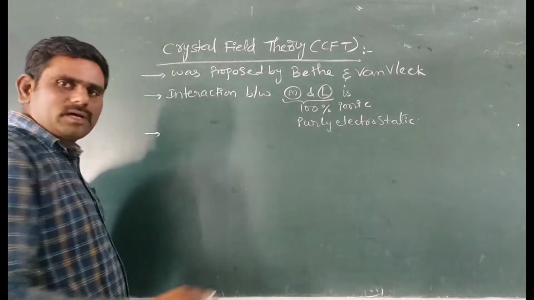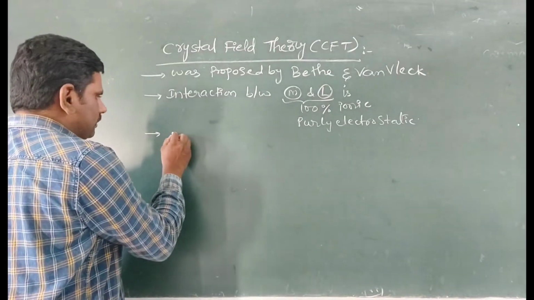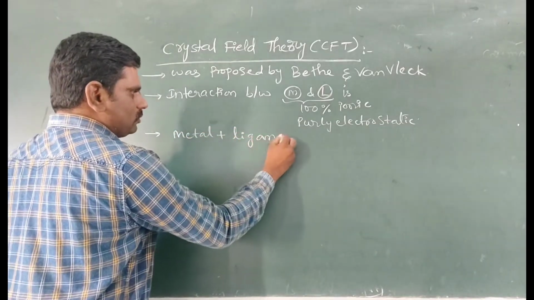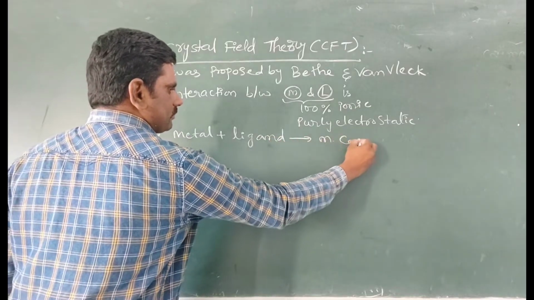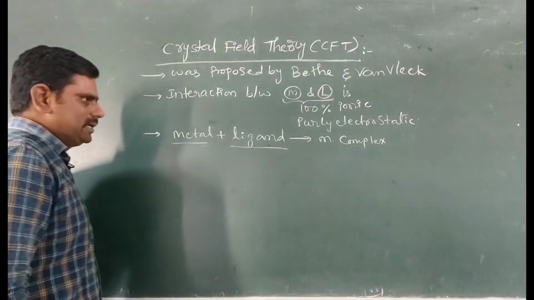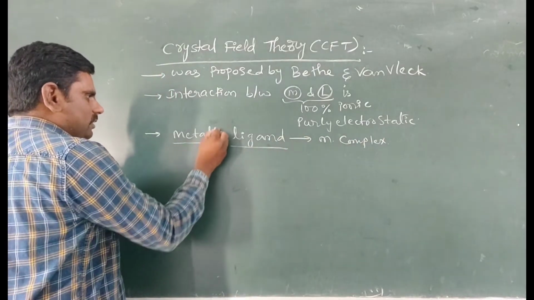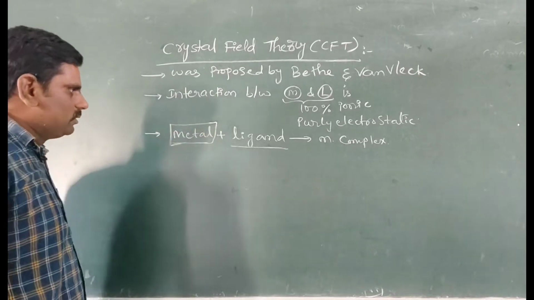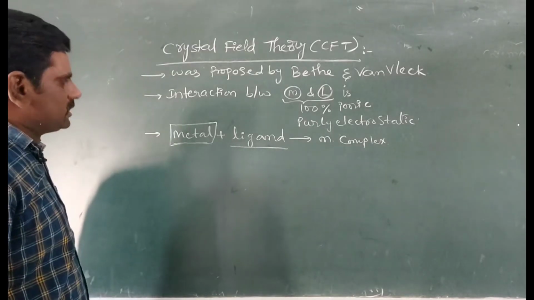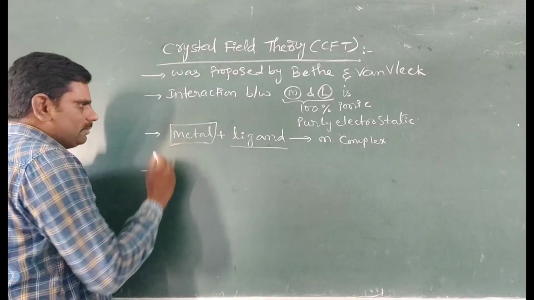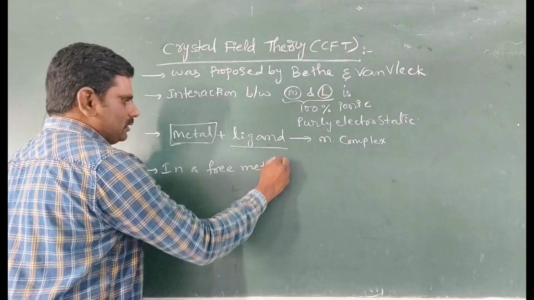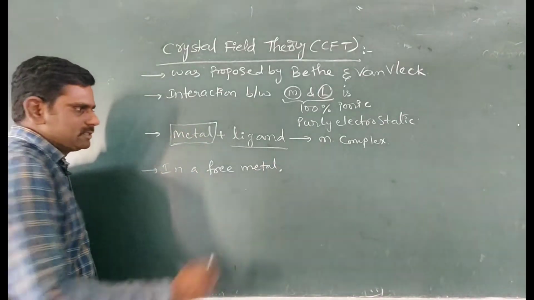We know how a metal complex is formed. A metal complex is formed by the combination of a metal with ligands. In a metal complex, what are they? Metal and ligand. So, first of all, I am going to explain about the metal pertaining to CFT. See, in a free metal, there are 5 d orbitals present.